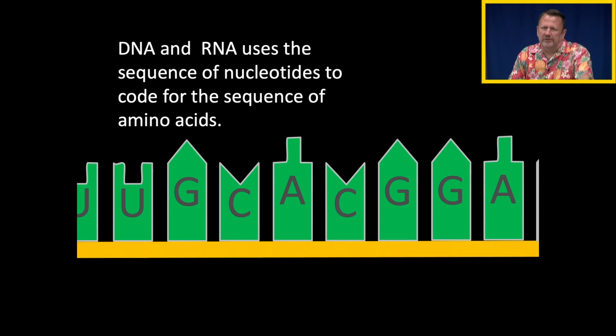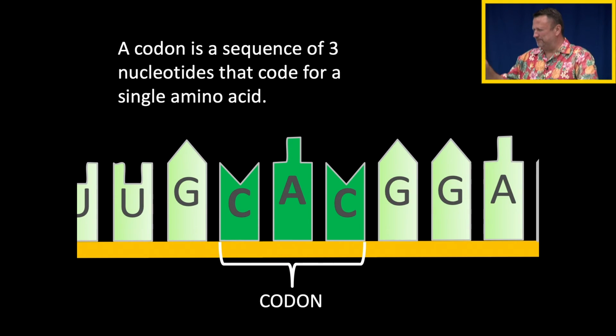DNA and RNA use a sequence of nucleotides to code for the sequence of amino acids. And any 3 nucleotides, the 3 nucleotides that code for a single amino acid, are called a codon. And so a codon is just quite simply the message for a single amino acid. Now, the codon is specific for an amino acid. That codon right there can't be for any amino acid. It can only be for one amino acid.